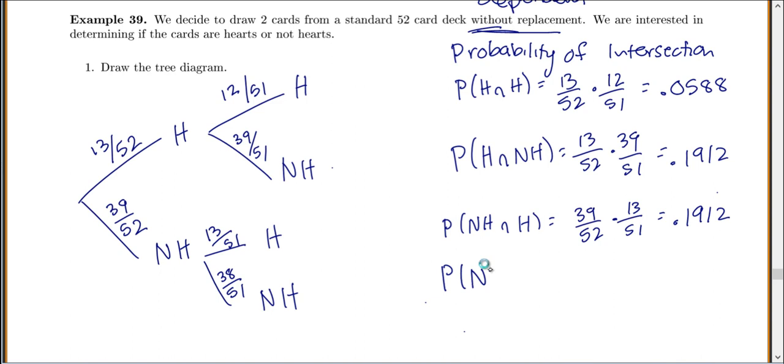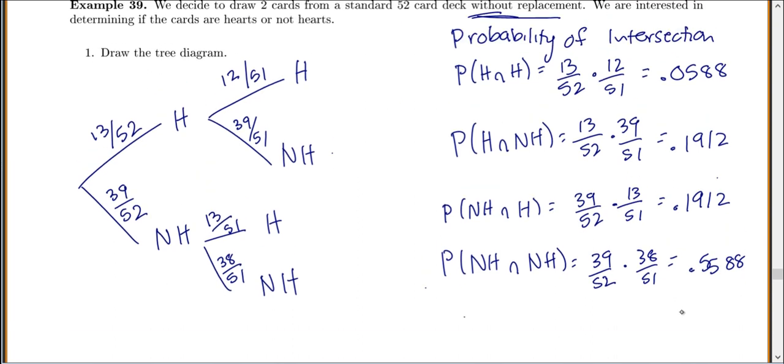And probability of not heart and not heart is 39 out of 52 times 38 out of 51, which is 0.5588. Now that we have all of those, we go through and see what we actually want to find.